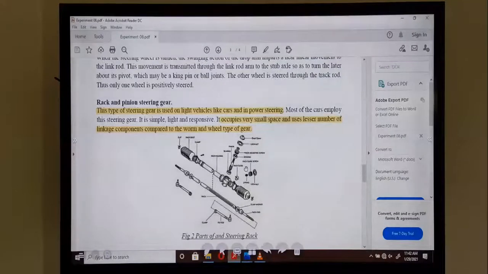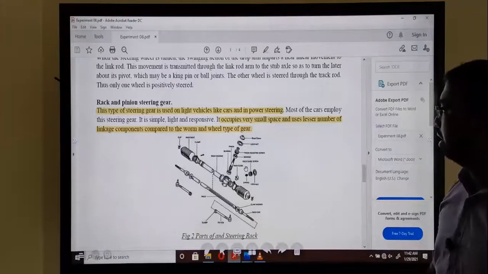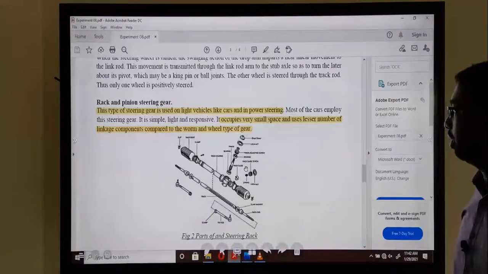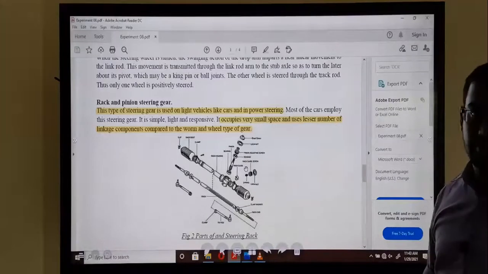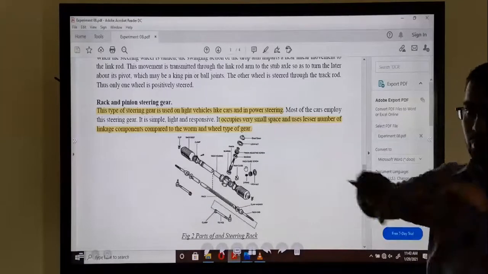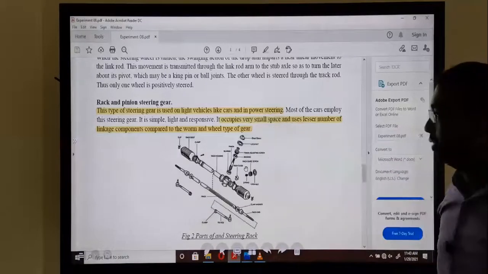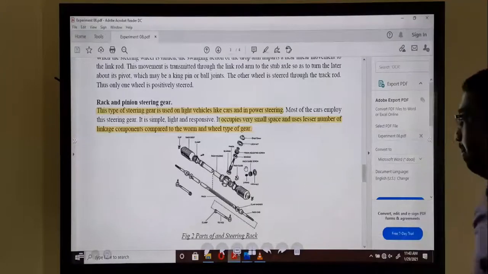So for this type of track and pinion, what is the advantage? This track and pinion occupies very small space and uses a smaller number of linkages than the pitman arm type. Very few linkages. There is no bigger track rod or other components compared to the worm and wheel type of gear.